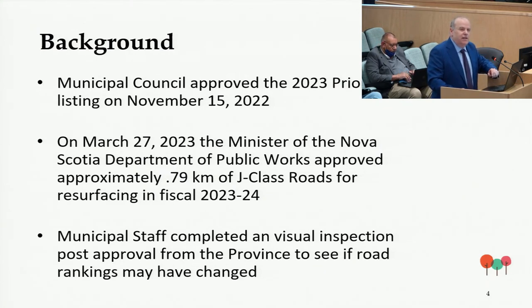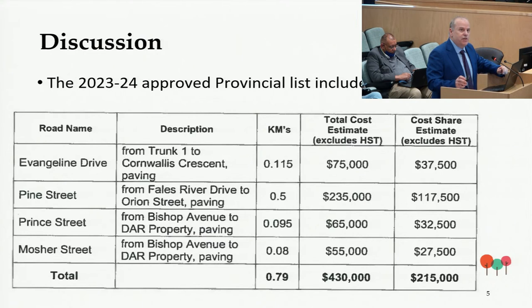priority listing. On March 27th, we received confirmation from the Minister of the Nova Scotia Department of Public Works that the department had approved 0.79 of a kilometer of J-class roads for resurfacing. After that approval, staff went out, as we generally do from year to year after receiving notification, just to see if something happened over the winter. So you approved a priority list in November. They go out and do a quick visual inspection to see if things have changed.